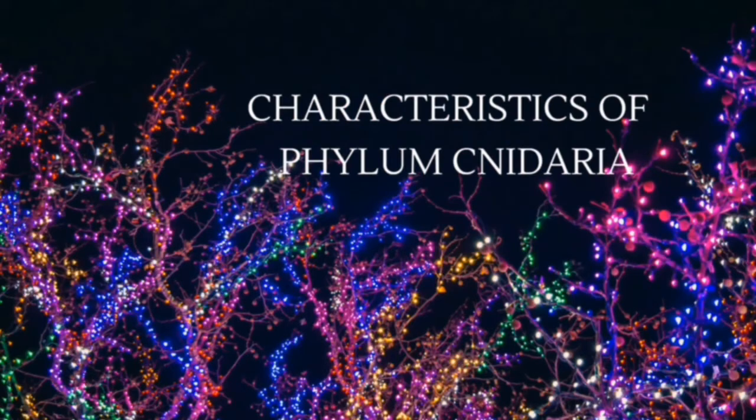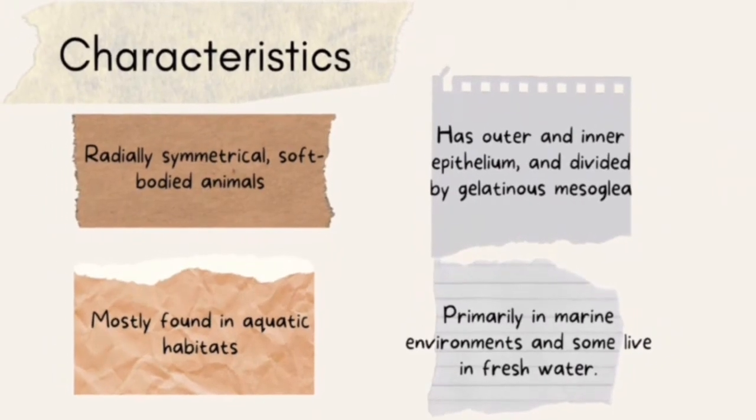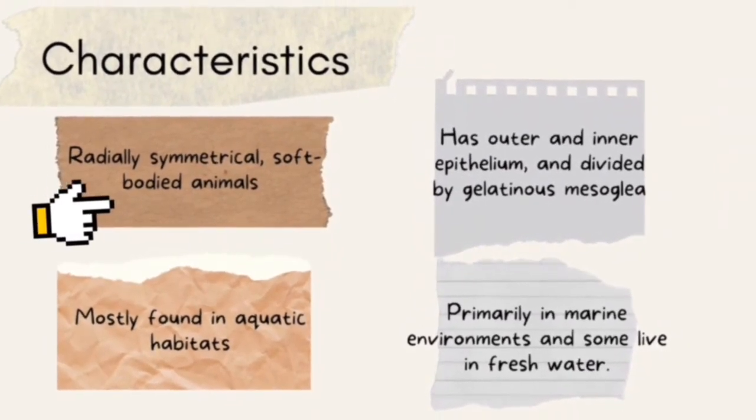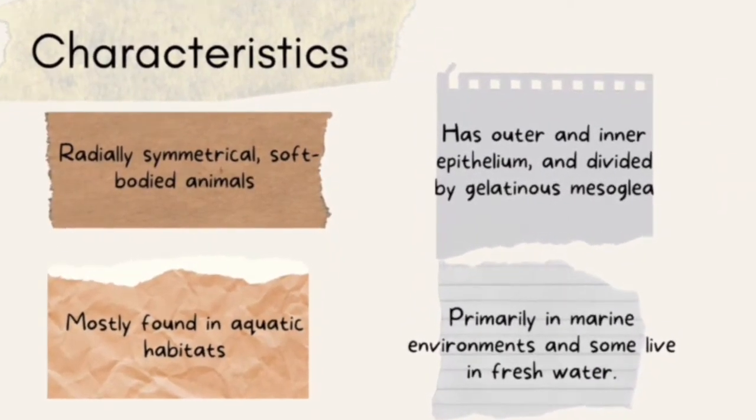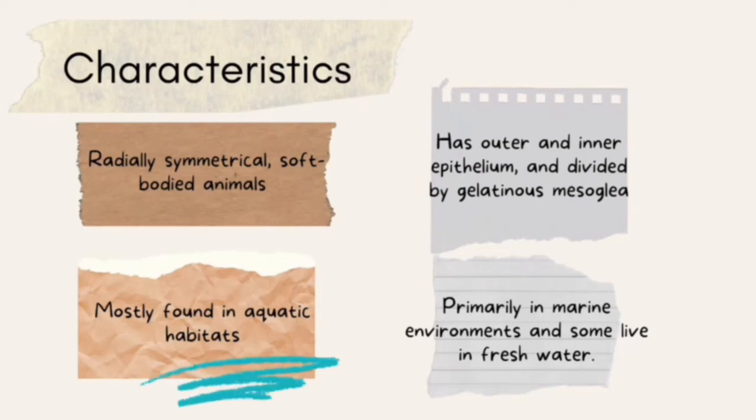Now, let's go to the phylum characteristics. The characteristic of phylum Cnidaria is that they are radially symmetrical and soft-bodied animals. That means that they do not have an outer hard skeleton. Secondly, phylum Cnidaria has outer and inner epithelium divided by a tissue commonly known as mesoglea. Phylum Cnidaria animals are mostly found in aquatic habitats, primarily in marine environments, and some live in freshwater.